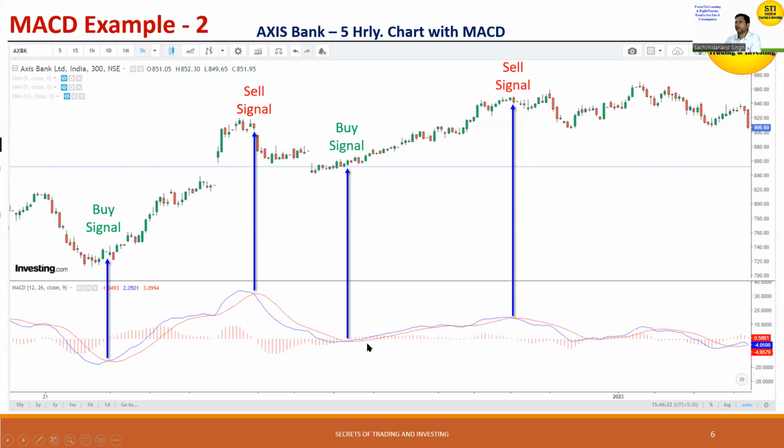And there are two more examples on this MACD. So this is a simple yet very effective indicator called MACD. If anyone has any question on this MACD, please feel free to ask.